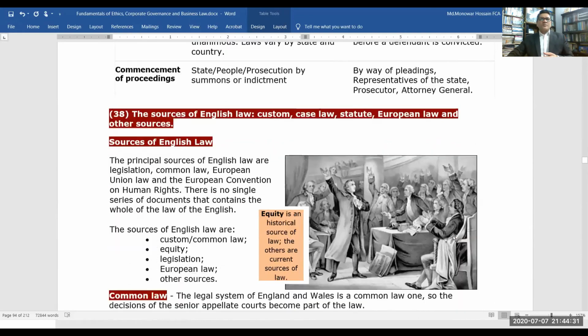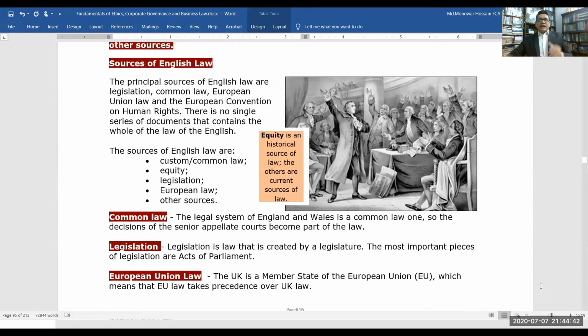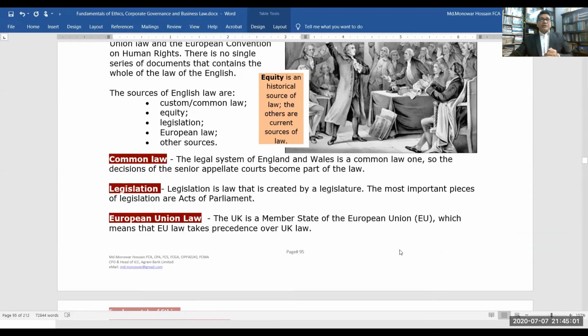Okay, so now the sources of English law: customs, case law, statute, European law, and others. Look here. The principal sources of English law are legislation, common law, European Union law, and the European Convention on Human Rights. There is no single series of documents that contains the whole of English law. We can say that customs, common law, equity, European law, and other sources are the sources of English law.